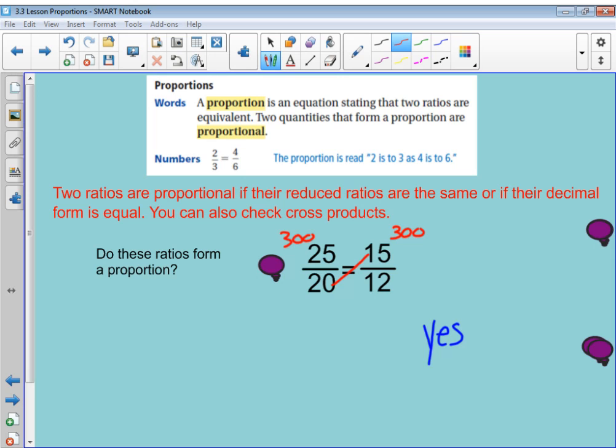Okay, so there's lots of different methods. You have to find what you're comfortable with. And sometimes one method's easier to do just based on the numbers that you have.